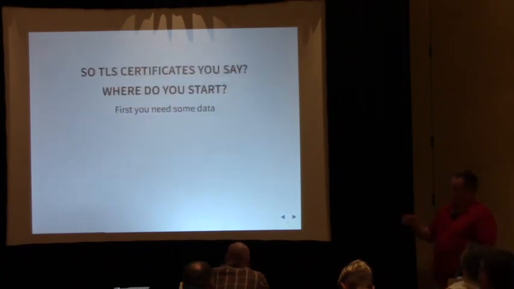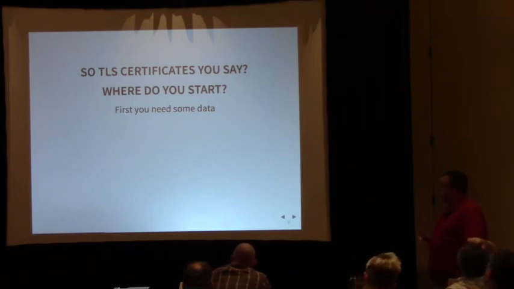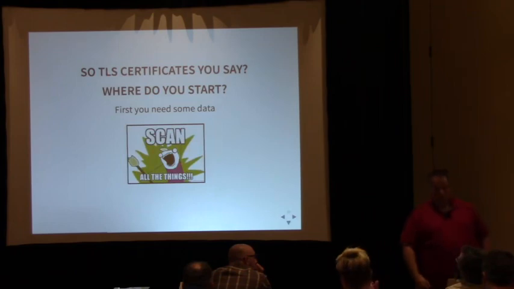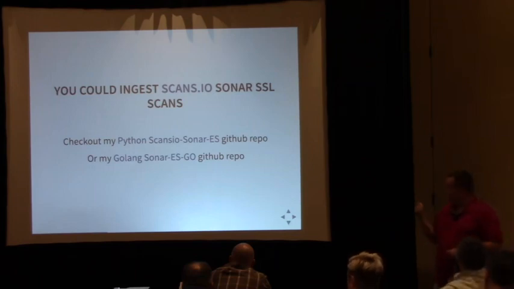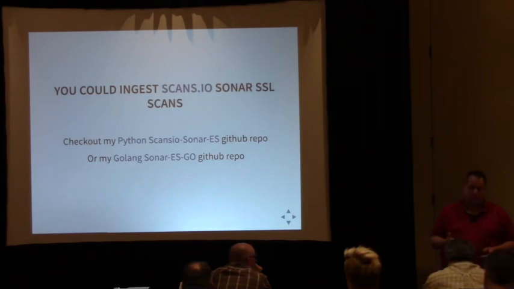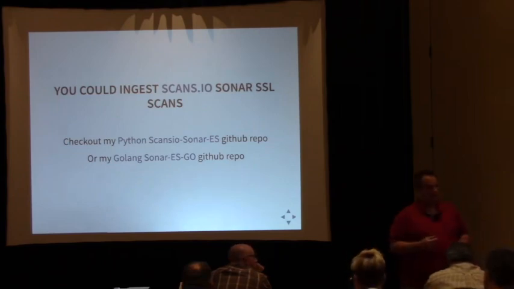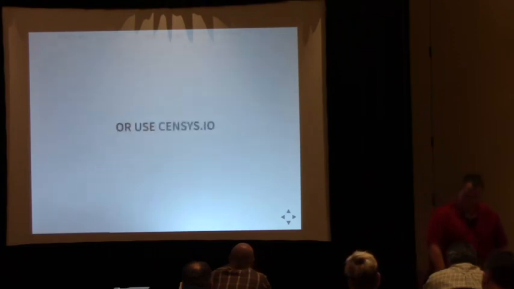So I've talked a lot about TLS certificates, what you can do, but I haven't talked about where you start. Well, first you need some data. Well, you could scan all of it, and that's where Scans.io and Rapid7 come in. Scans.io is one of the data sources. I've actually created a set of Python scripts or Golang scripts that allow you to ingest their data and put it into Elasticsearch for you to pull in locally and search. You can use Censys.io or PassiveTotal.